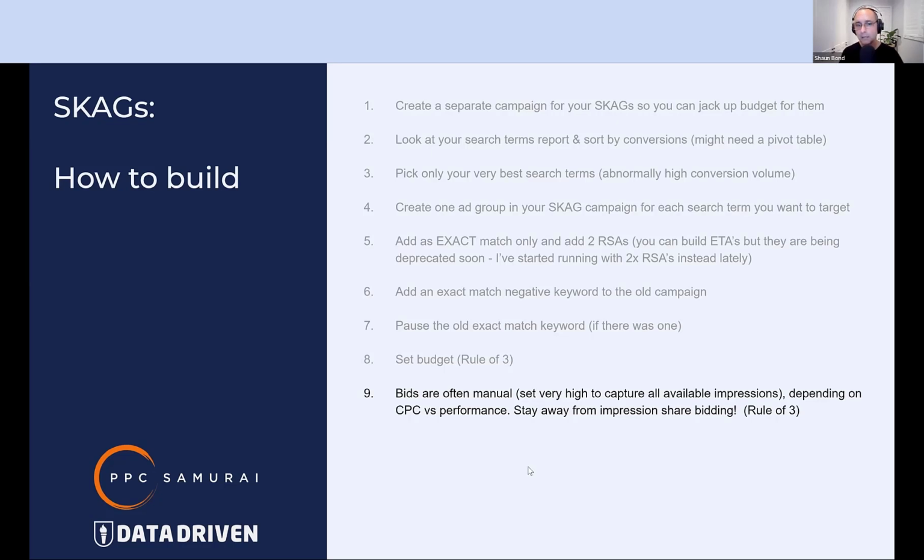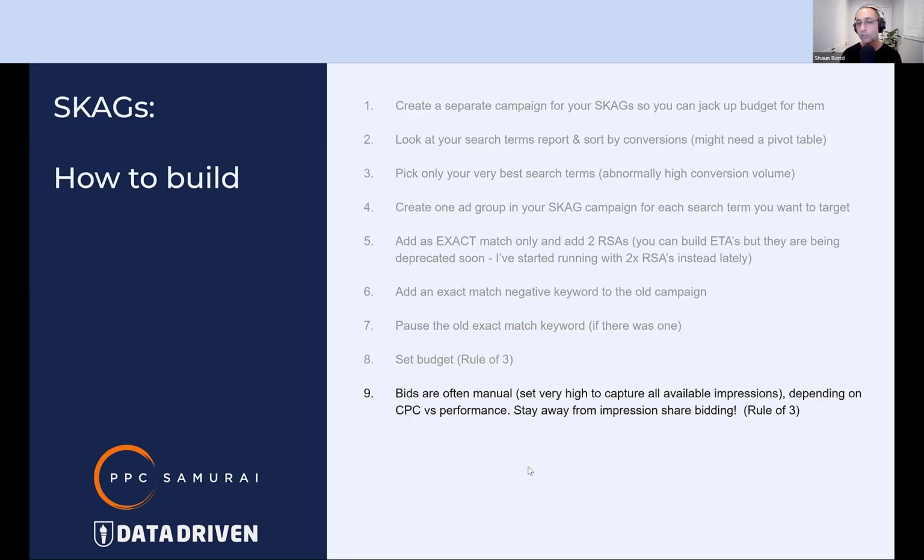Now, that said, there may be cases where they're not actually performing quite as well as you need, so you do need to drop bids back a little bit or control it in other ways. You may need to revert back to a different bid strategy. But for me, I always start out with really high budgets and really high manual bids.